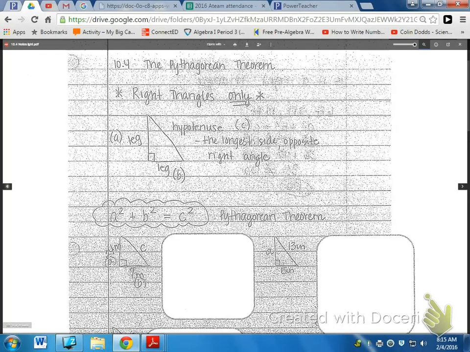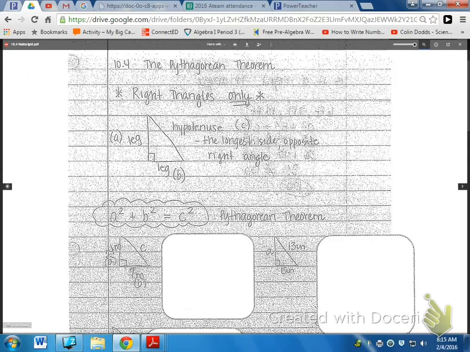Lesson 10.4, the Pythagorean Theorem. So this deals with, for us, right triangles only. When you get into geometry, you'll see how it can be used in other ways to tell you about triangles, whether they're right or not.